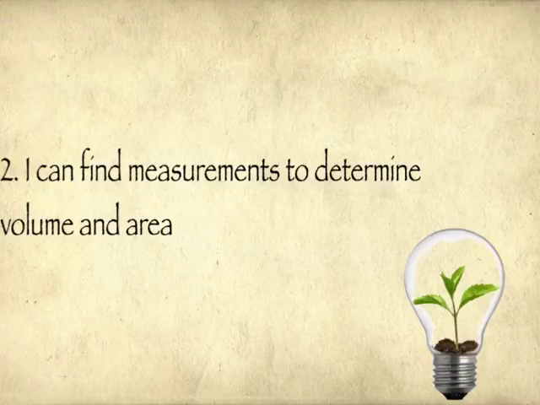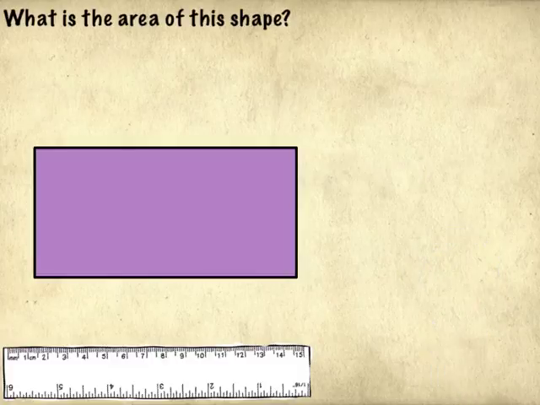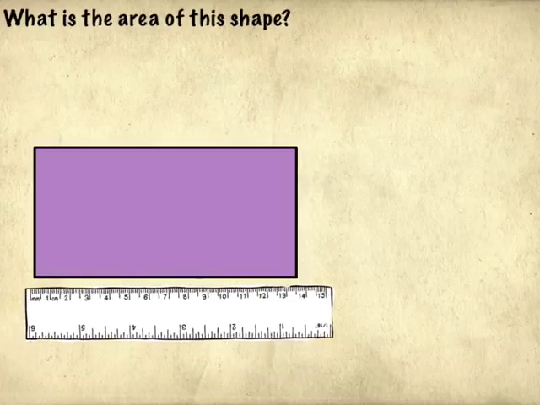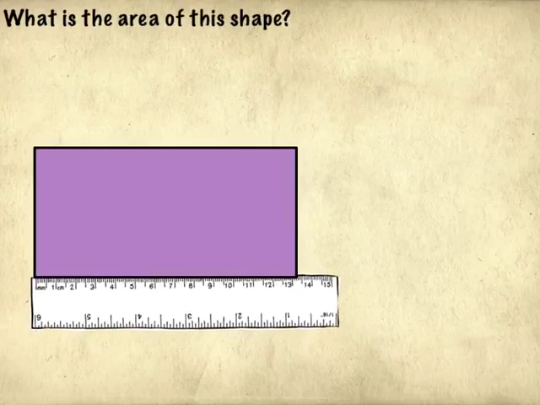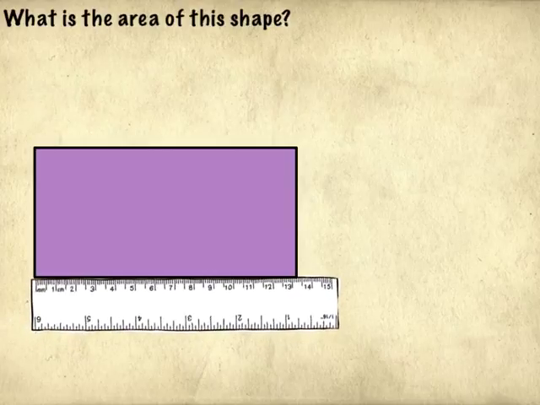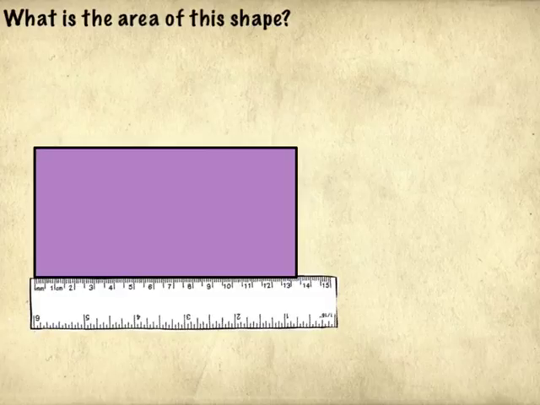And let's talk a little bit about finding measurements to determine volume and area. This question is asking me to find the area of this shape. So the first thing I'm going to do is use my ruler to find the dimensions of this shape. I want to make sure that I'm lining up to that first line there, not to the beginning of the ruler. I want to line up where the measurements start. And when I do, I'm going to find out that my length is about 13.2 centimeters long.